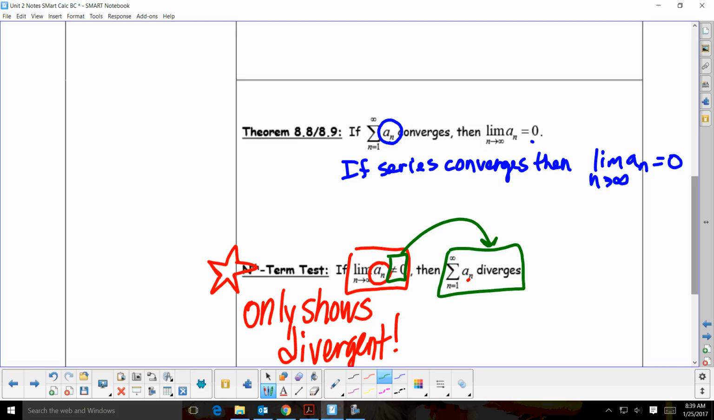What happens if you get 0? No. So if this guy equals 0, guess what? Yeah, we know nothing. Indeterminate. Don't know. We don't know anything. This is useless.